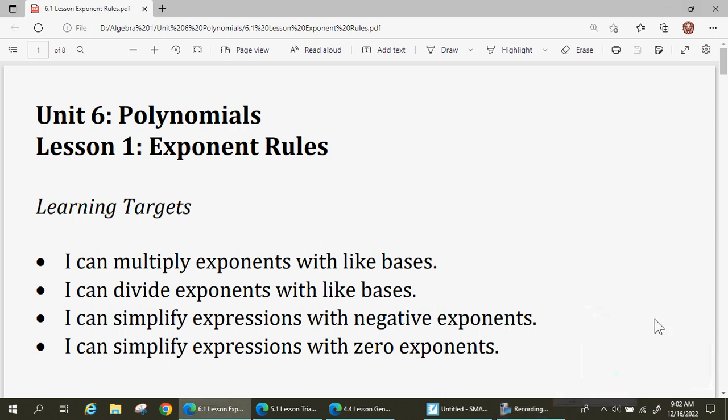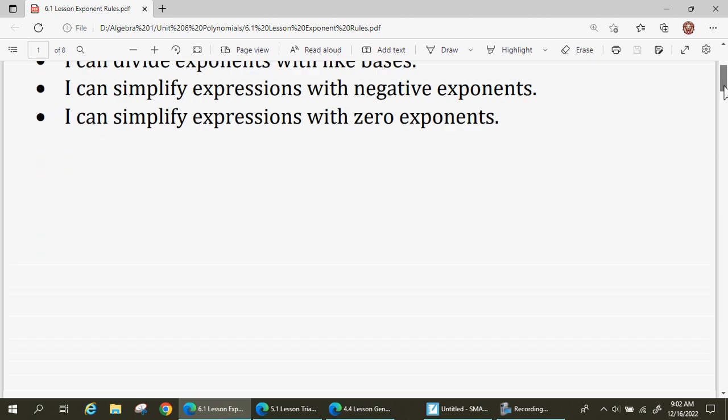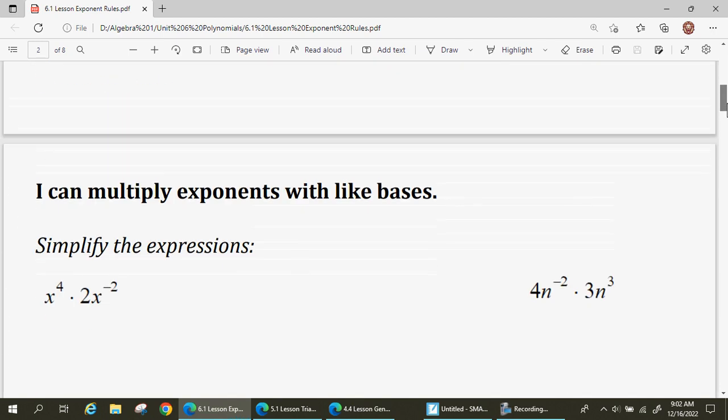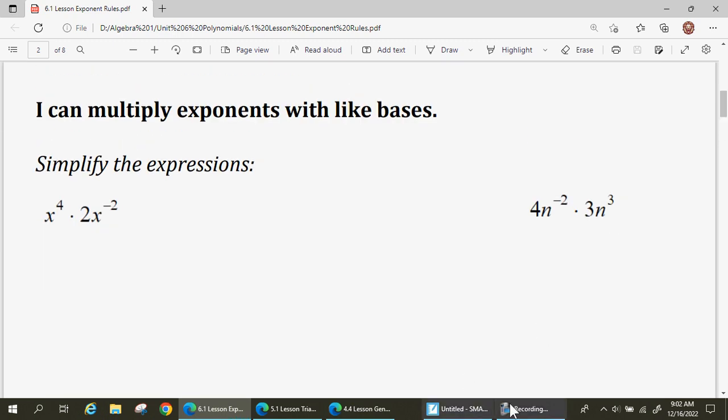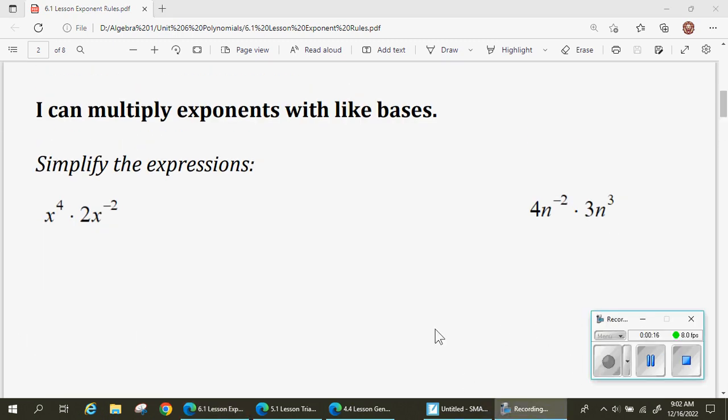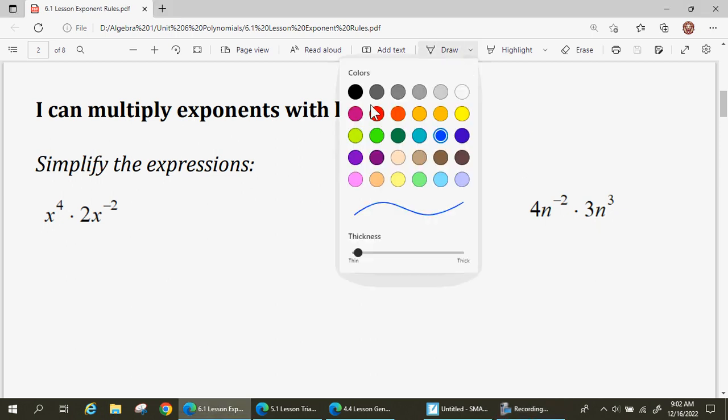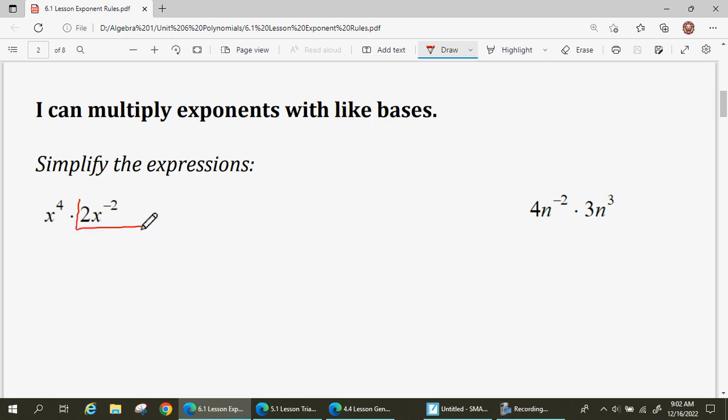Today we are going to talk about exponents and some rules for combining terms that have exponents. So the first thing we need to talk about is what an exponent is, and some characteristics of an exponent. If we look here, we have two terms, x to the fourth and 2x to the negative 2. Let's look at this right here. This negative 2 is the exponent.